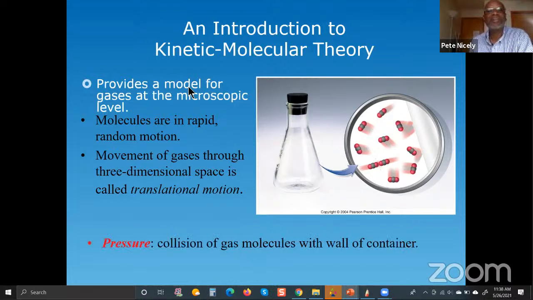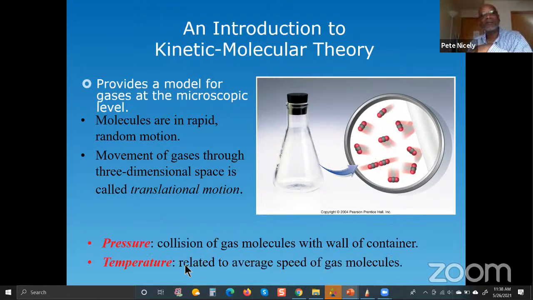And as a result of our understanding of this model, we can appreciate, for example, why gases exert pressure on the walls of the container that they're in. And that's because of the continuous bombardment of the particles against the walls of the container. And that collectively will manifest as the pressure that the gas will exert on the inner walls of the container.